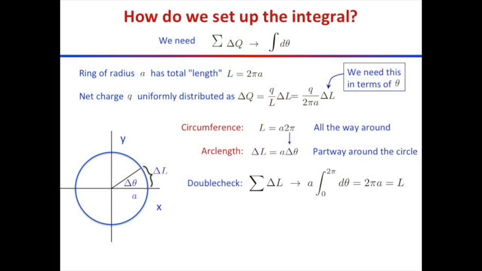So the circumference of a circle, like you already told me, is A times 2 pi. I'm going to think about this as A, the radius, times 2 pi. 2 pi is the angle if I go all the way around the circle, right? So 2 pi goes all the way around. So I should be able to then, by analogy, get the length.